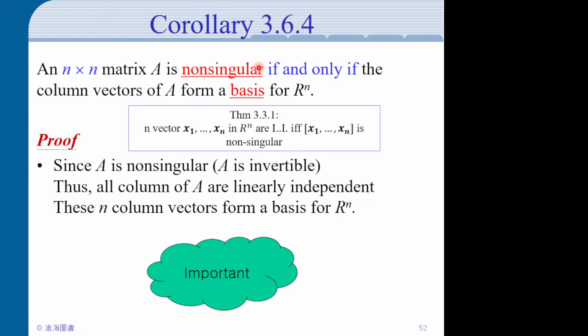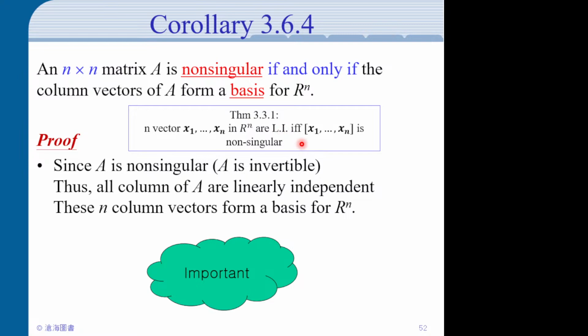Anyway, an n by n matrix is non-singular. Okay, so let's go through this carefully. An n by n matrix is non-singular if and only if the columns form a basis. So here we use a theorem, similarly we use theorem 3.3.1.